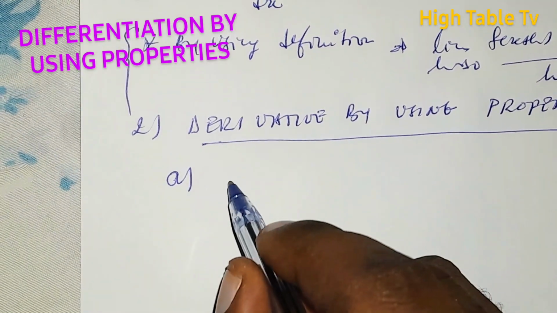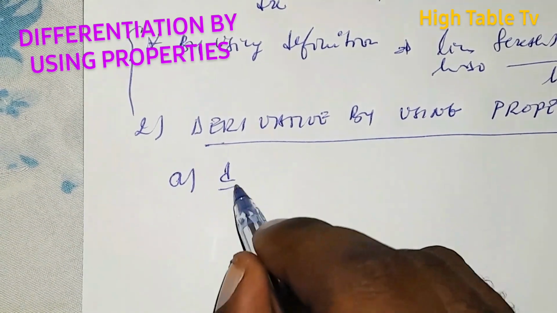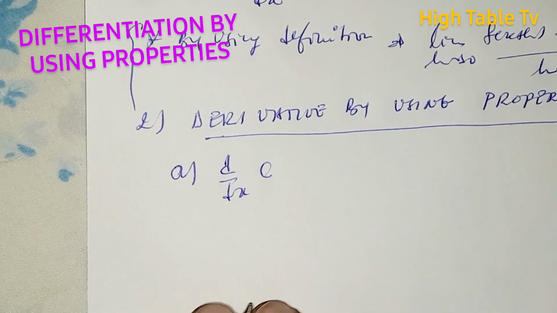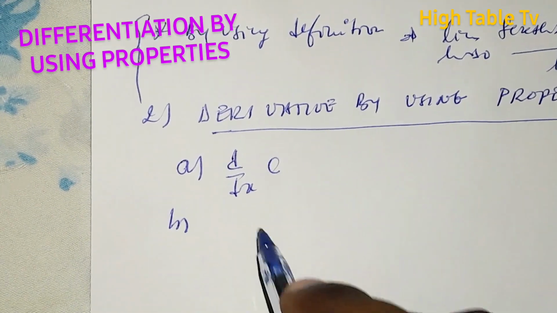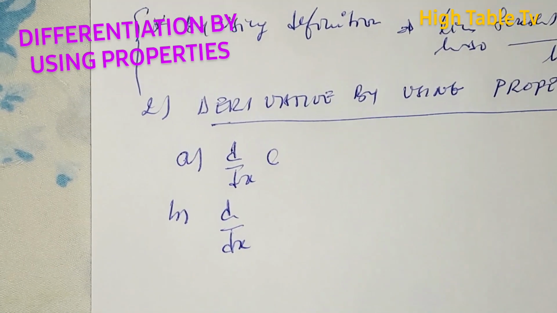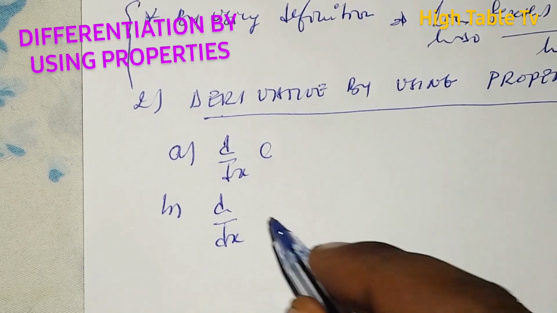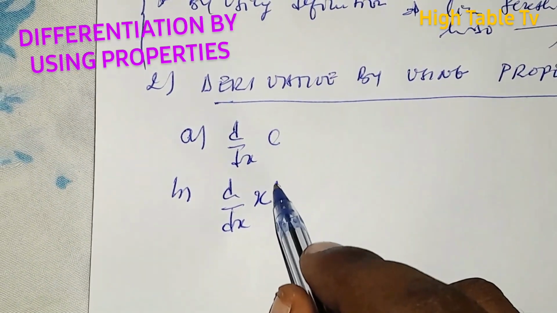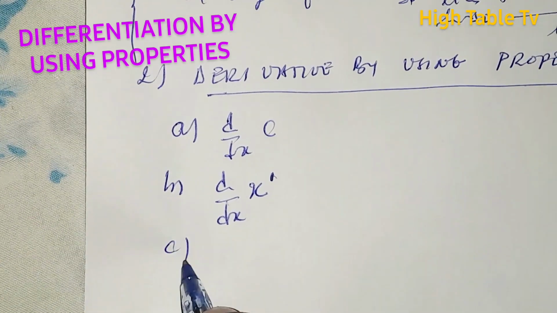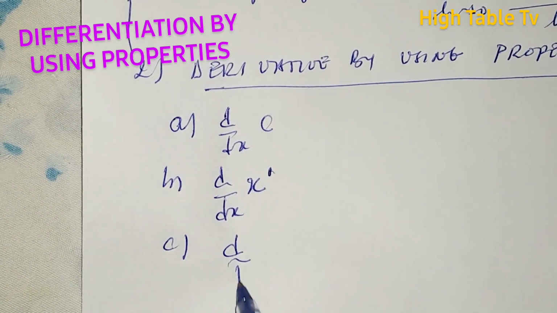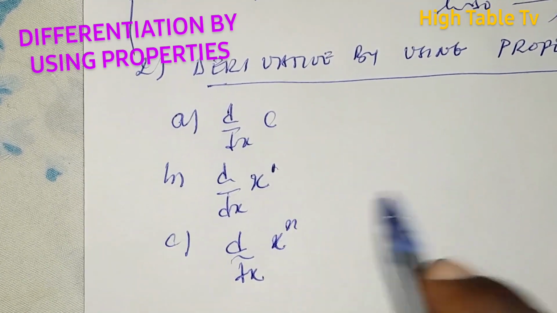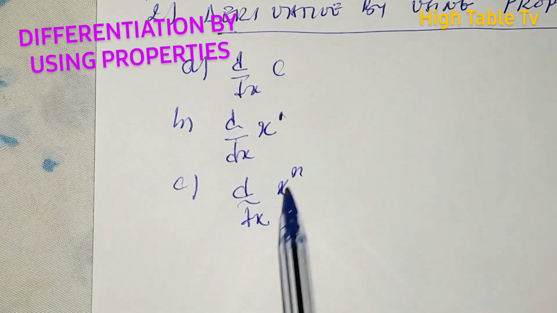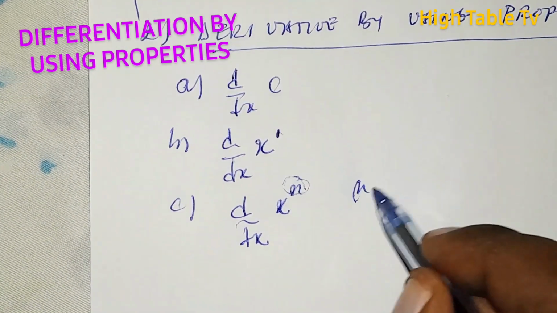For the first property, you can make the derivative of a given constant. For the second property, we'll talk about the derivative of a given linear equation, which is when your unknown variable has the power equal to 1. For the third property, we'll talk about the derivative of a polynomial function, where you have a given n, and this n must be greater than 1.